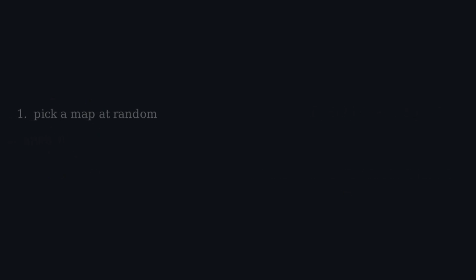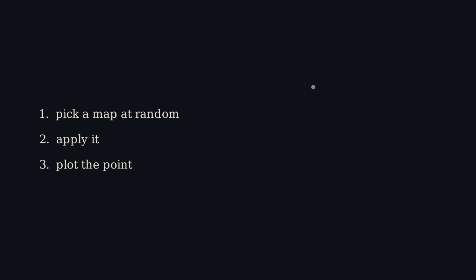The recipe is dead simple. Start anywhere. Then, over and over, roll the dice to pick one map, apply it, plot the point. Throw away the first few. They're just a point homing in. Everything after lands on the attractor. That's your fractal.